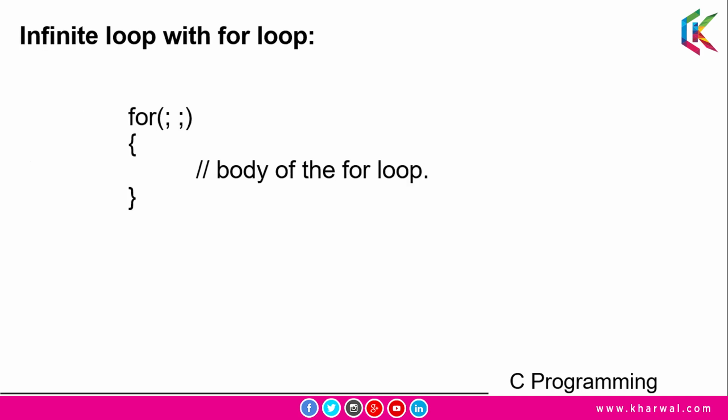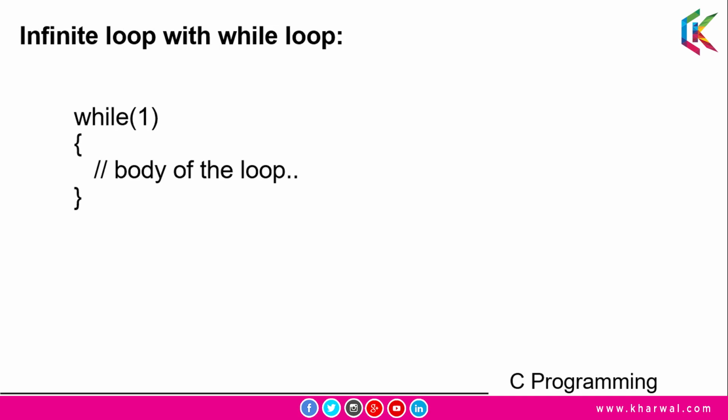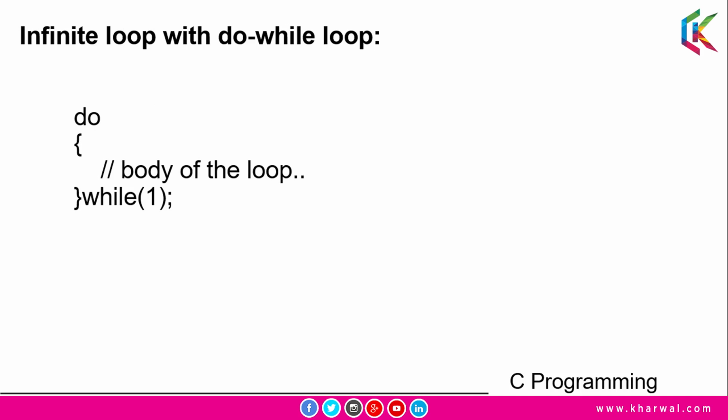Here is an example of infinite loop with for loop. There is no condition in this for loop, that's why it is an infinite loop. Now guys, moving on to the next topic, and that is infinite loop with while loop. This is an example of infinite loop with while loop. Here we are putting 1 as a condition, so it means the condition will always be true. Now guys, moving on to the next topic. This is an example of infinite loop with do while loop.